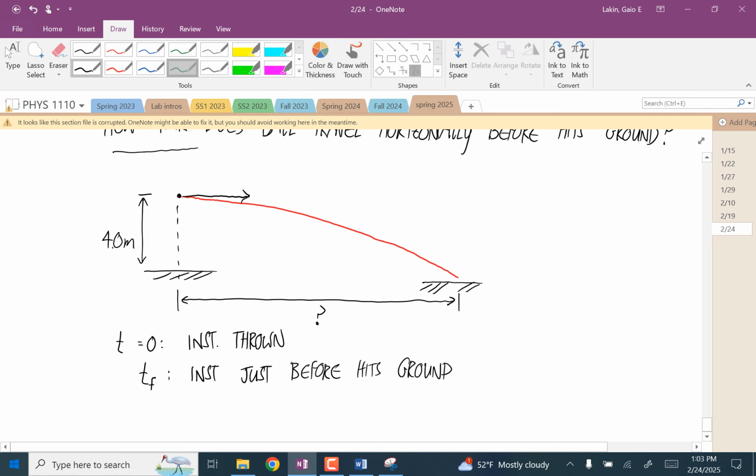And now we have to choose a coordinate system. This is pretty much what I'm always going to do in projectile motion problems. I'm going to put the origin on the ground underneath where the object is at the start. So I'm going to put the origin here, and I'm going to put my y-axis pointing up, and that makes my x-axis horizontal. So pretty much that's how I'm always going to do it.